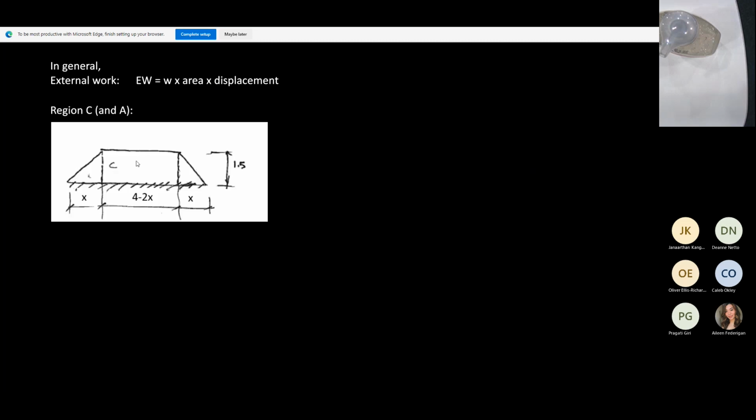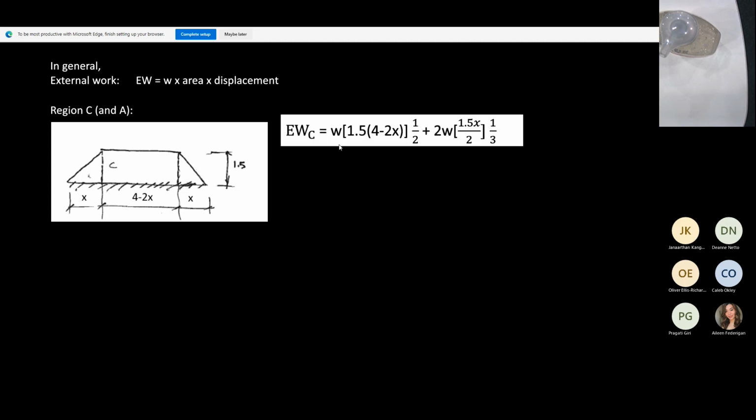The only thing is we are working in 2 dimensions. So starting with region A or C, this is what we have, okay? We've got 4 minus 2x in the x direction, and in the y direction, we've got 1.5, and this is the region C. Region C, you can divide it into 3. You've got 2 triangles, identical, and a rectangular shape in the middle. So therefore, we are going to use this. So we have UDL.